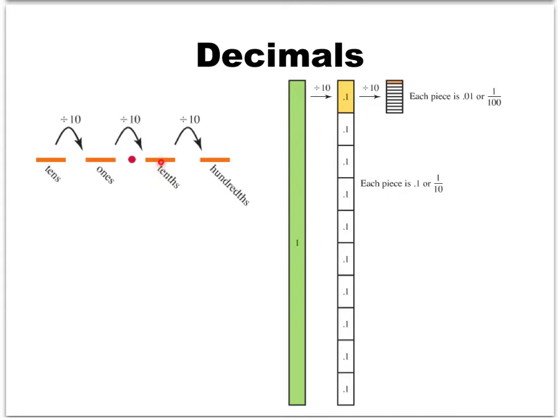And so if we're at the tenths place and we unbundle that, that means we're going to take one of these tenths and break it into 10 smaller pieces, and we get our hundredths place. So each piece is 0.01 or 1/100th. So that's what it means to unbundle one item. It means we're going to break it up into 10 smaller pieces.